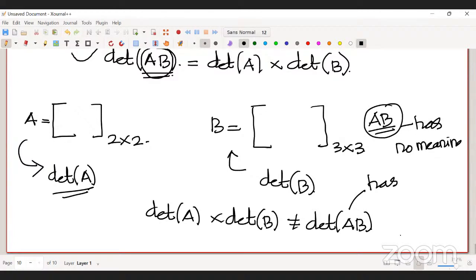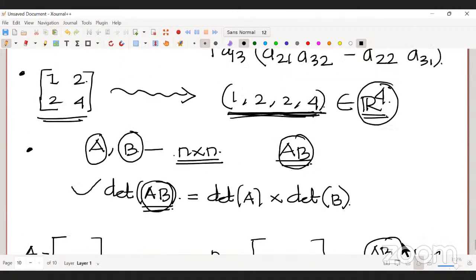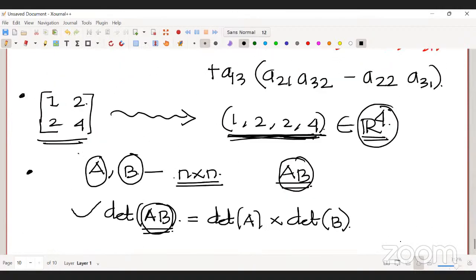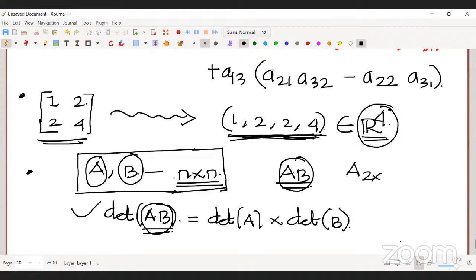So if A cross B is not a matrix, then I cannot talk about its determinant. To talk about the determinant of A cross B, first it has to be a square matrix. Certainly here A cross B is a completely meaningless object, so I cannot talk about its determinant. So as you can see, I have an assumption that A and B are both square matrices of the same order. That means if A is a 2 cross 2 matrix, then B has to be a 2 cross 2 matrix.